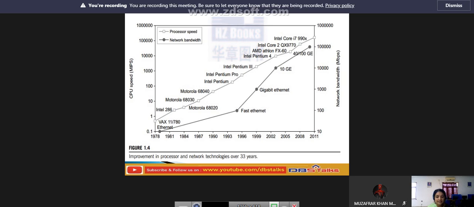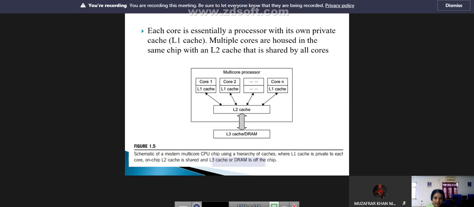Okay, so this is the diagram. Each core is an essential processor with its own private L1 cache, and multiple cores are housed in the same chip with an L2 cache that is shared by all the cores. In this diagram, both multi-core CPUs and many-core GPU processors can handle multiple instruction threads at different magnitudes today.